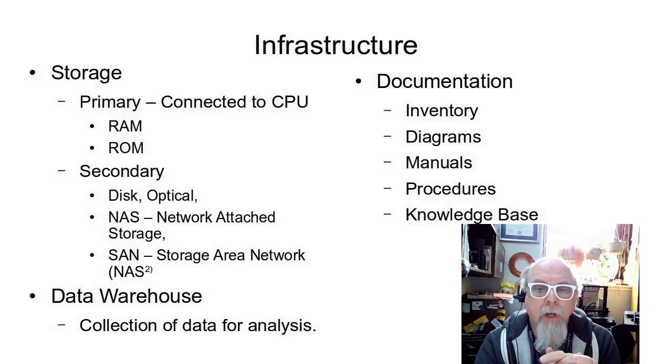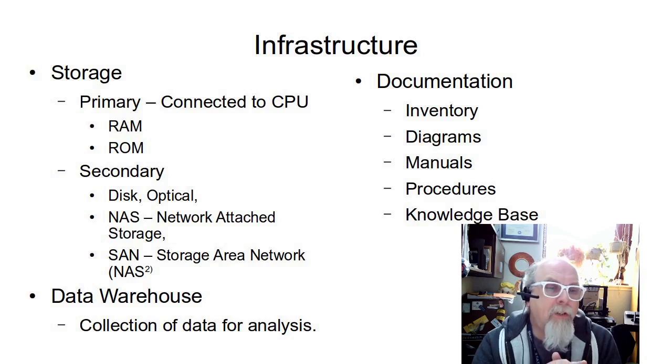primary storage, which is the storage that's actually inside your computer. It's connected directly to the processing unit, and it's the RAM and ROM, the random access memory, and the read-only memory that's inside your computer. It's really fast, but it's ephemeral, RAM especially.